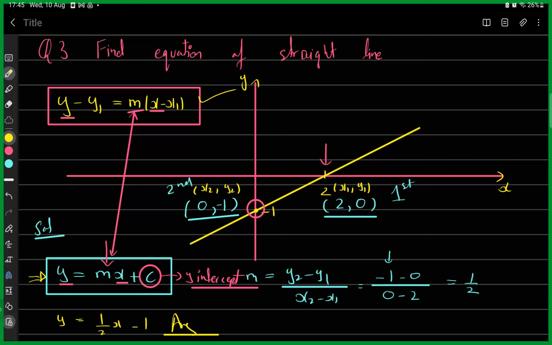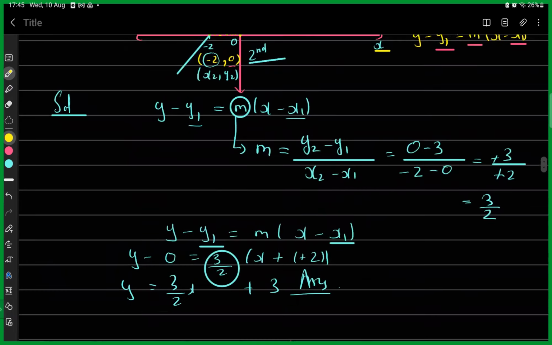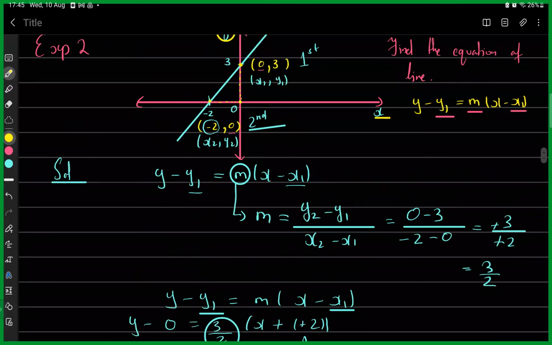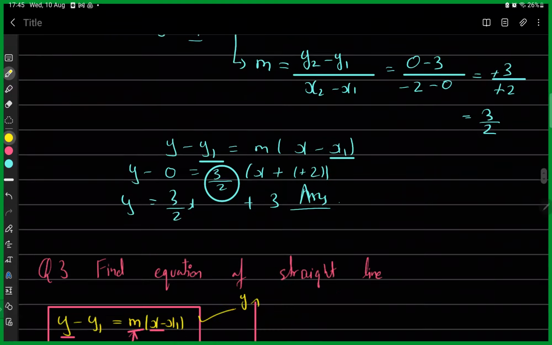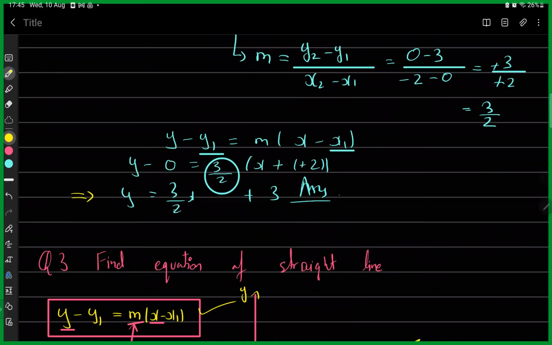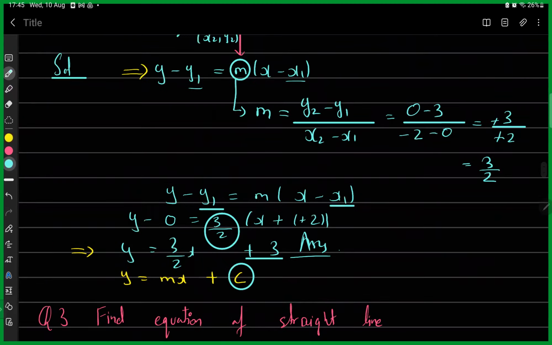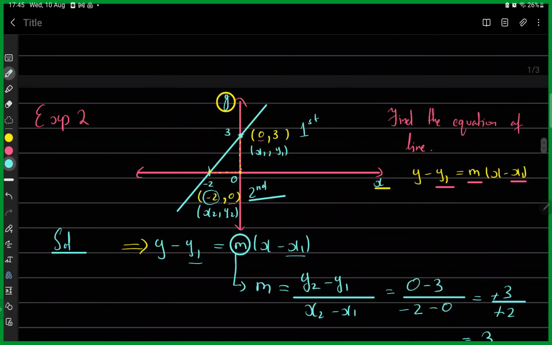Okay, so one last thing. In the previous two examples, you did not look at the y-intercept because you guys did not know about that method. You used this formula number 1, but eventually you got y equals 3 by 2x plus 3. It is y equals mx plus c. So this 3 right here is again going to be your y-intercept. Just look at it. This is your y-intercept.